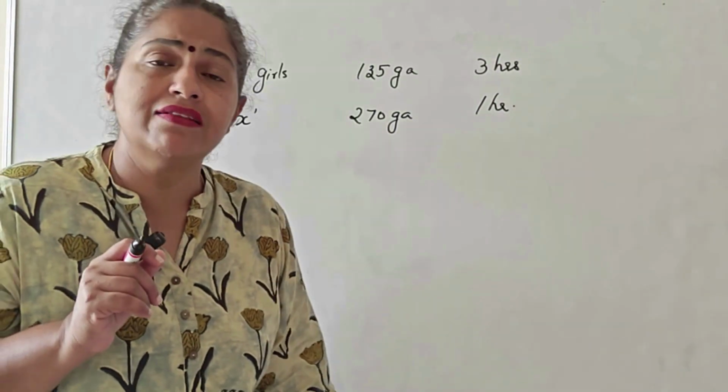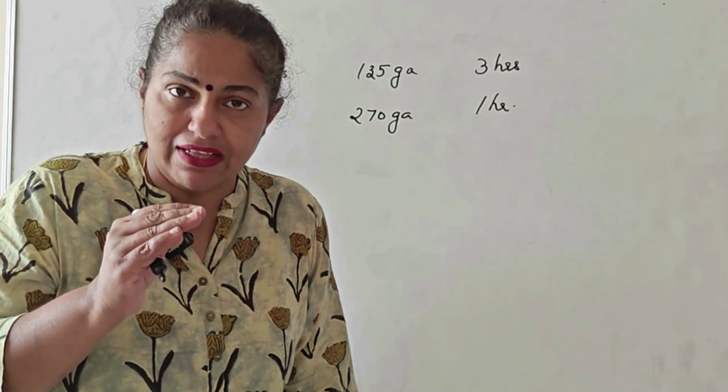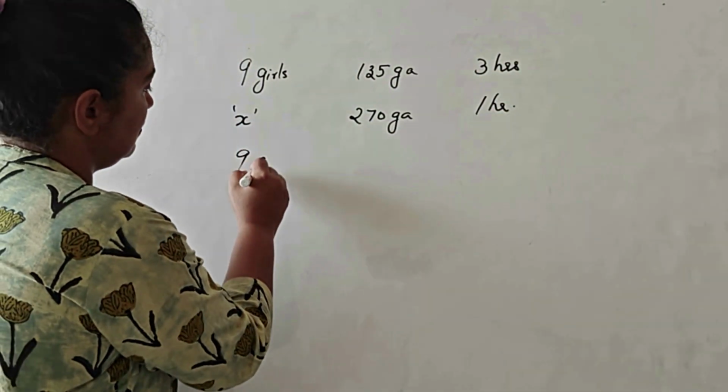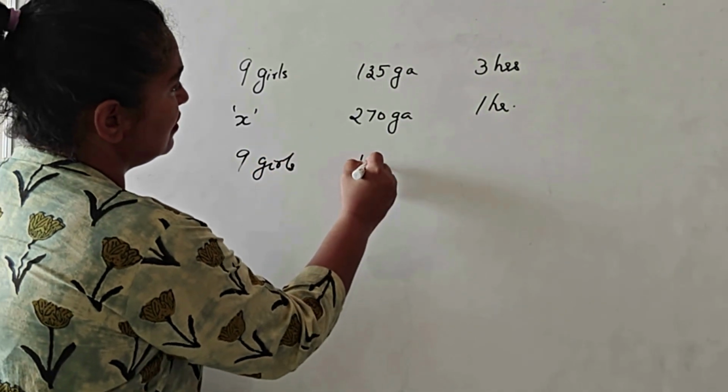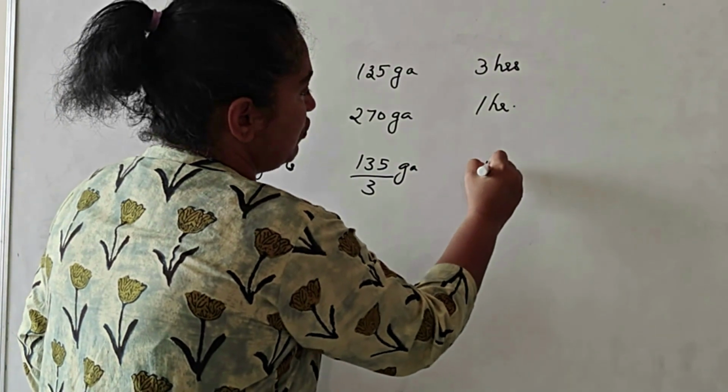So how many garlands can they make in 1 hour? Will it be more or will it be less? It will be lesser because the time is reduced. So 9 girls can make 135 by 3 garlands in 1 hour.